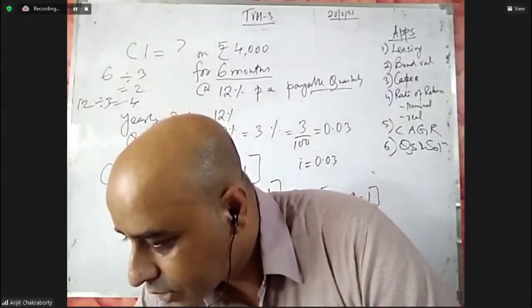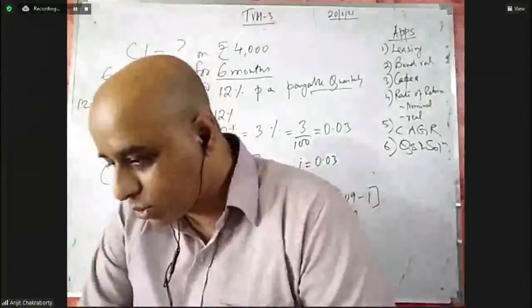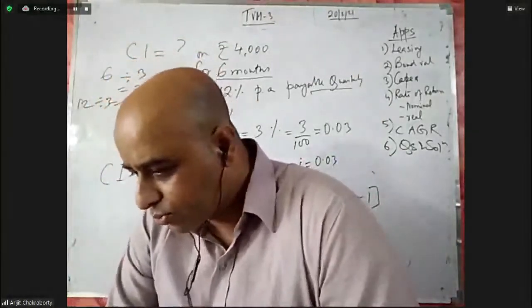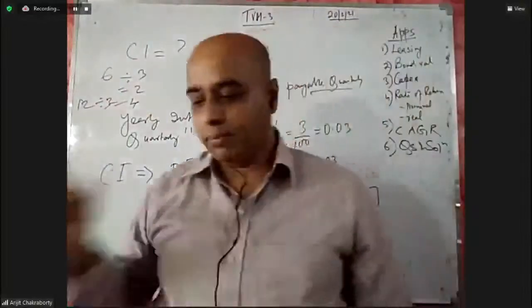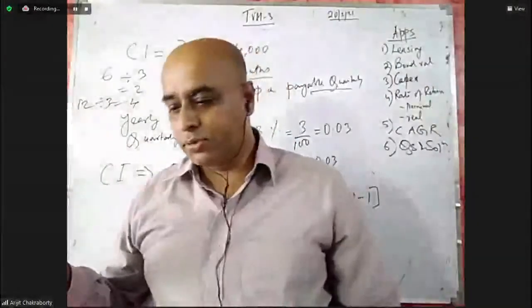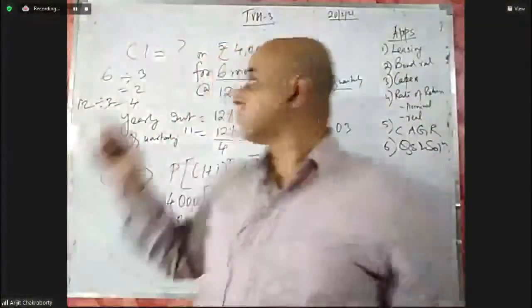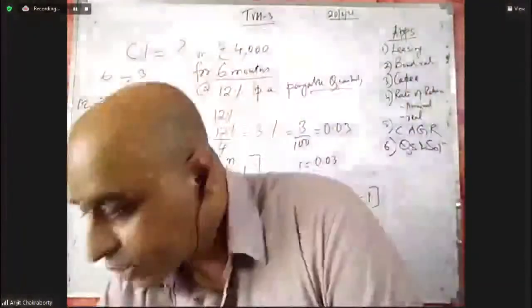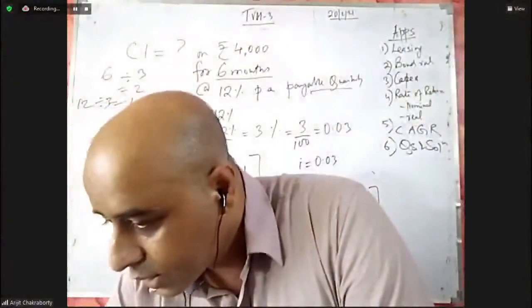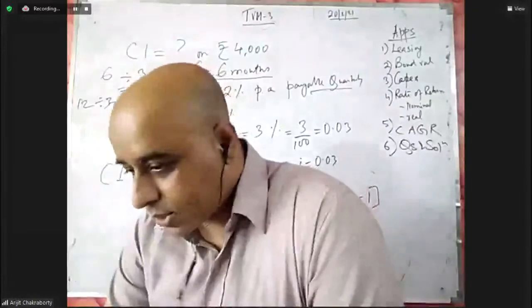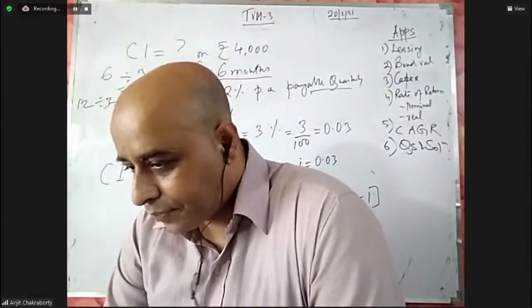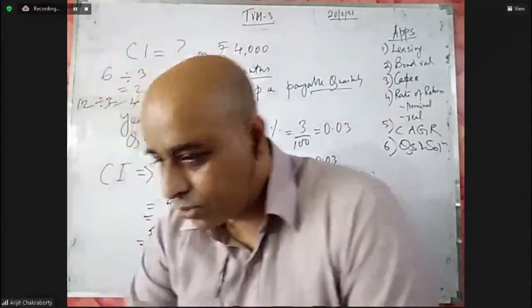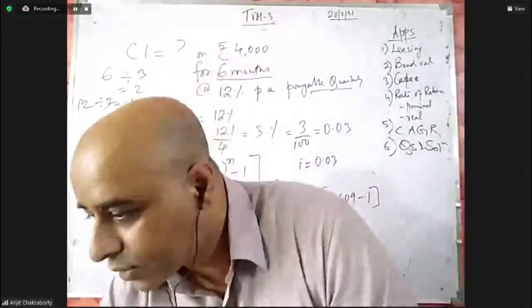Next question. Yeah, 243.6. Ritik, Pooja, 4243.6. Acha, you are talking about the amount. Yes, 4243.6 is the amount, and then you deduct 4,000. So you get 243.6 as the interest. Shambhavi Pandey also has got it correct. Yeah. Neha Saraugi 243.6. Vishwabandhu Mohanty, very good.